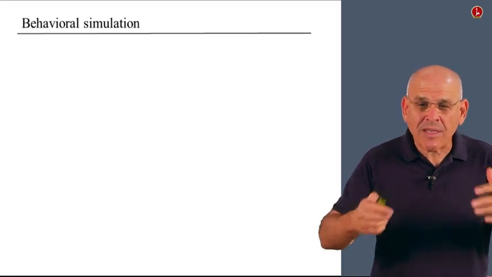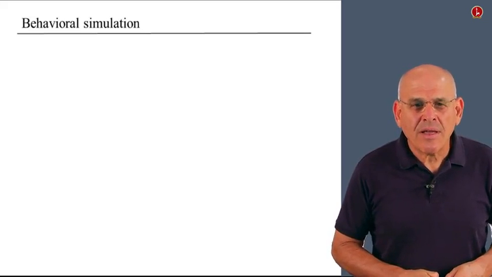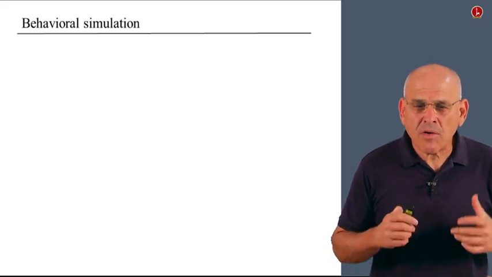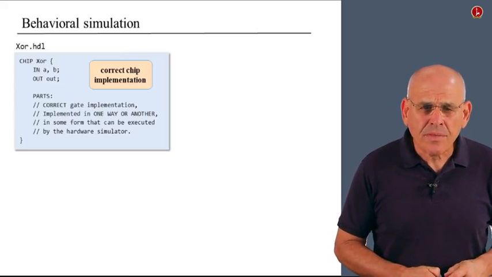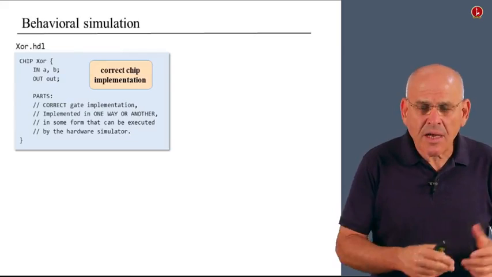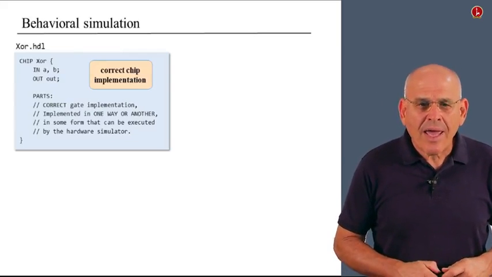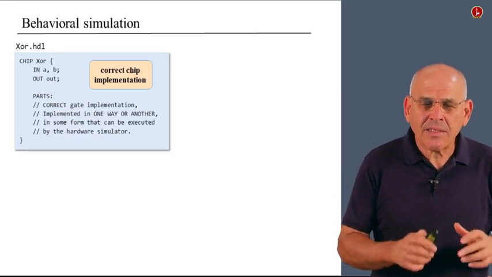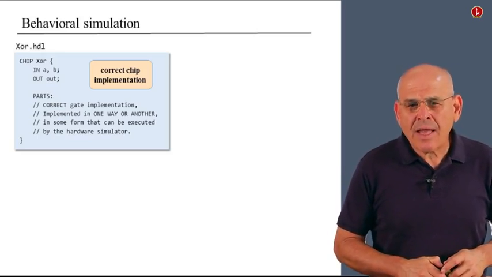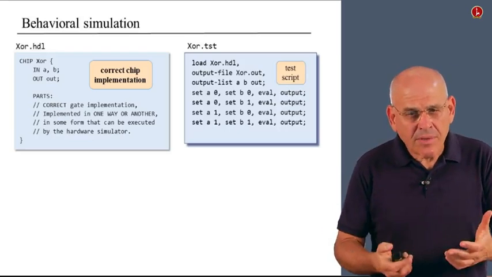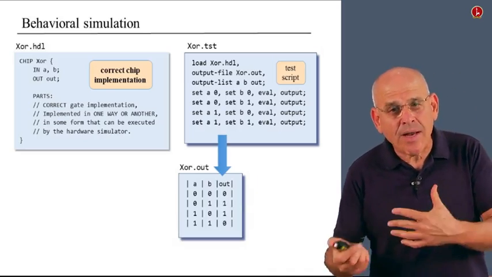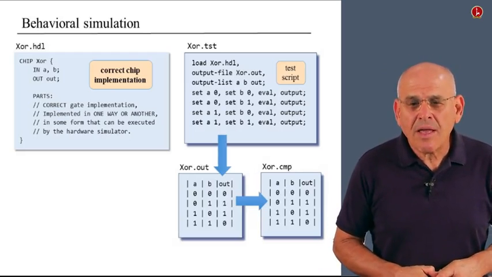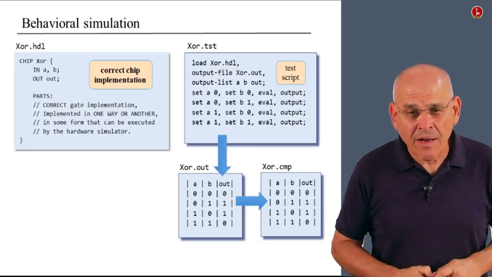Well, we could have left it as a mystery, but there's no need to leave anything unexplained. So here's how we do it. We do it using something called behavioral simulation. In particular, consider this XOR gate that we saw before, and let us assume once again that this implementation is correct. And we put it into the simulator along with the script. We run it, we generate results, and then we simply rename it to be XOR.cmp, and it becomes the official compare file of this chip.